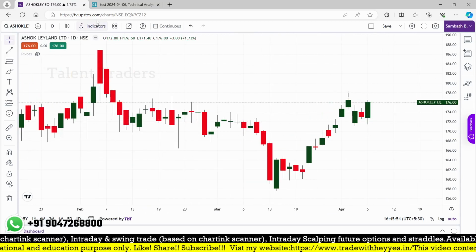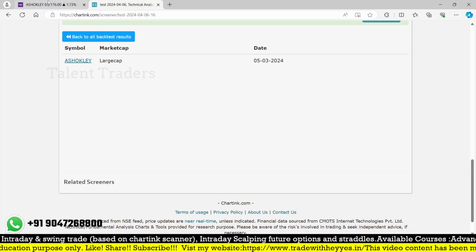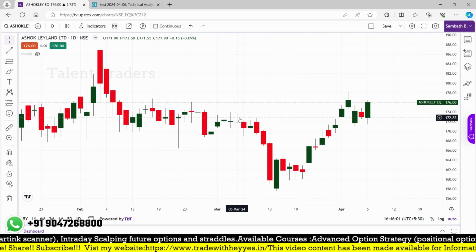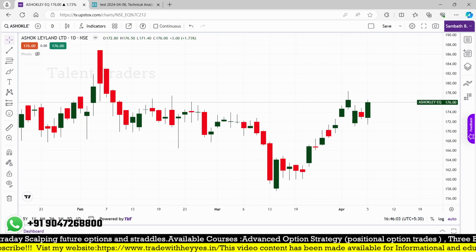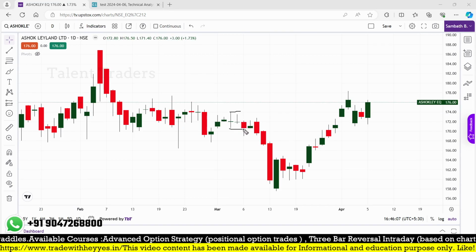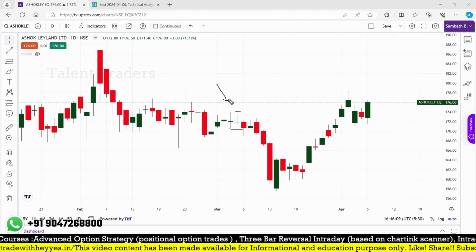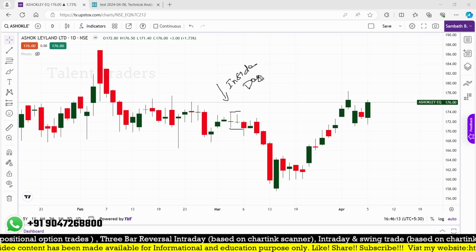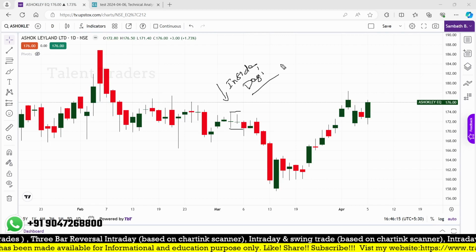So two consecutive dojis formed on 5-3. Two days of consecutive doji, the second day is 5th March, and the previous day was also a doji. So there is a chance at this particular level, like an inside doji. In this case an inside doji forms, but we have not created that inside doji.